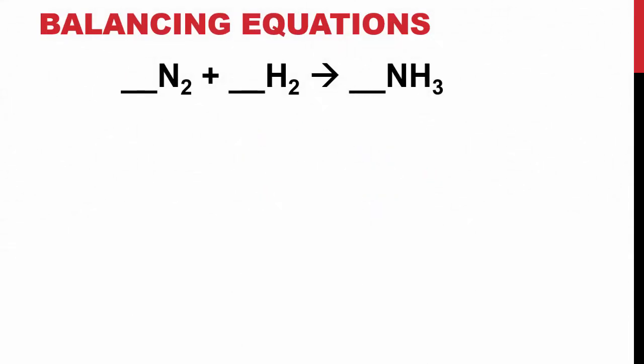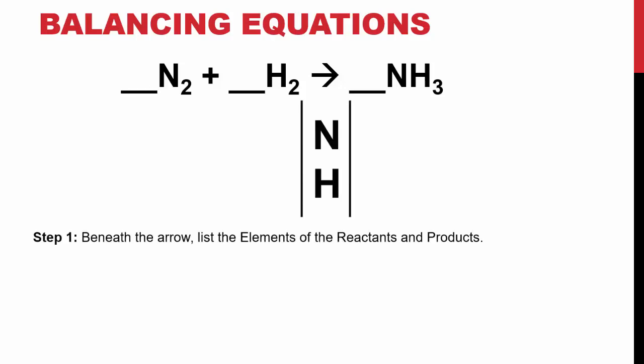So our next example is N2 plus H2 yields NH3. First thing you should notice is that this is unbalanced. The same number of nitrogens are not on both sides, the same number of hydrogens are not on both sides. So we're going to make those lists under the arrow. List your elements from left to right, N to H. Then tell us how many of each you have on both sides.